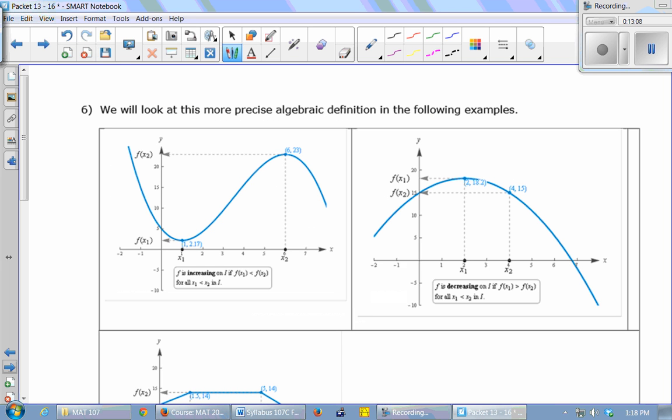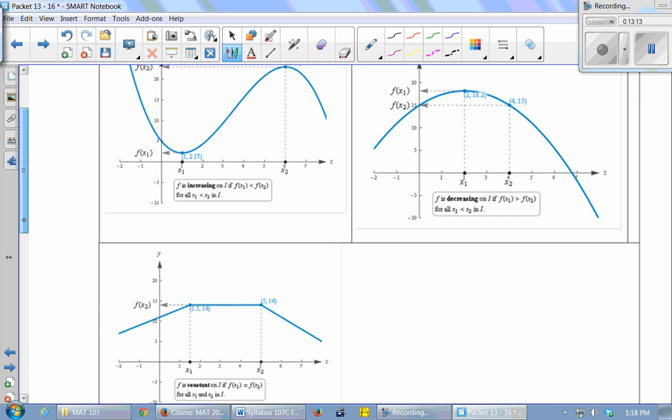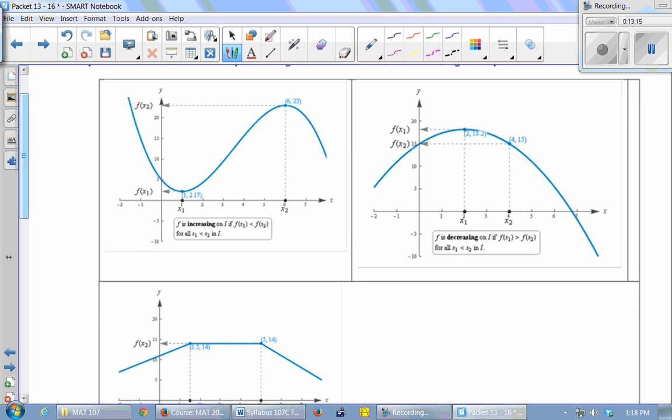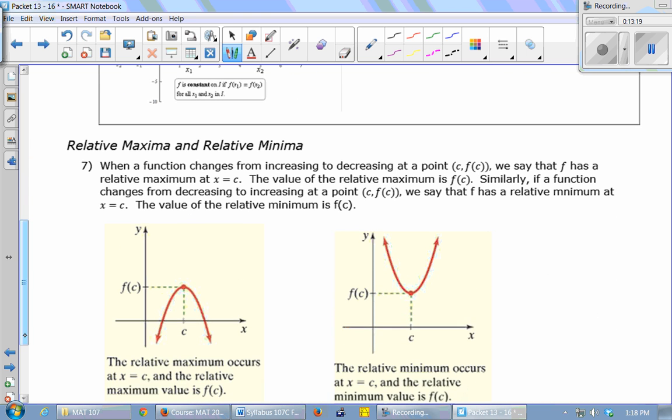Okay, so a more precise algebraic definition says that if on this interval, I'm not even going to go through this. Skip that. You got it.